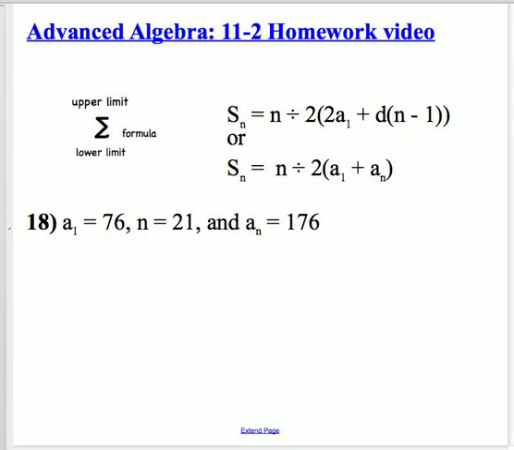This is for Advanced Algebra, Chapter 11, Section 2, homework video. We're going to look at 5 problems, first one being number 18. I'm supposed to find the sum of the indicated series.